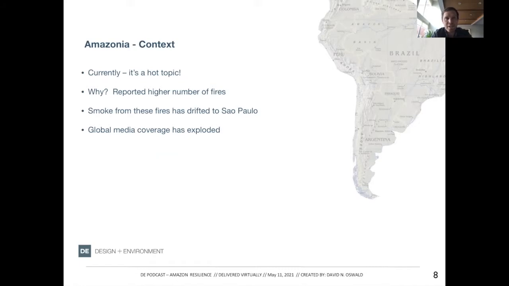So currently it's a hot topic. Why? Reported high number of fires, the smoke that was going into Sao Paulo, and the global media coverage has exploded. This is in reference to the recent fires. You haven't heard much about it yet this past year, right? But just wait, you'll see in the data. We're in May now, wait till June, July. We might see that pop up again.